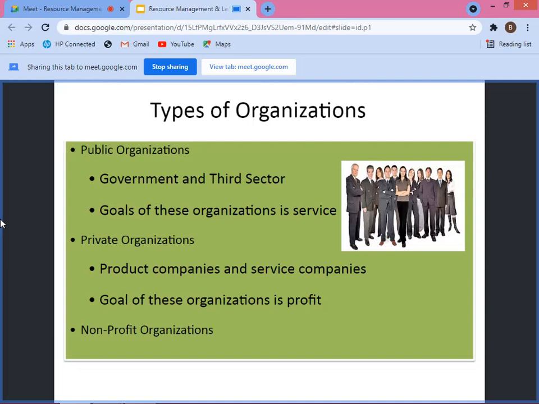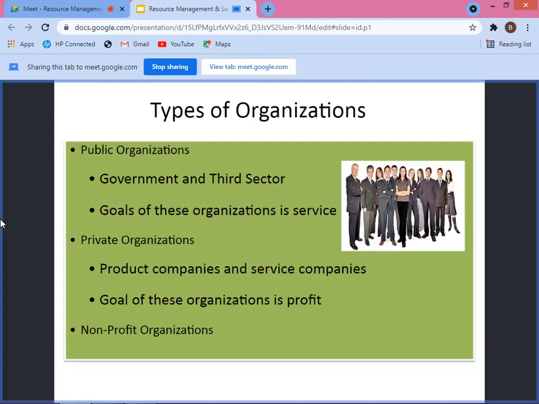And private organizations, product companies, manufacture products. It could be hardware, software, food, beverage, and other different things. They are product companies, and there are also service companies. They provide service.